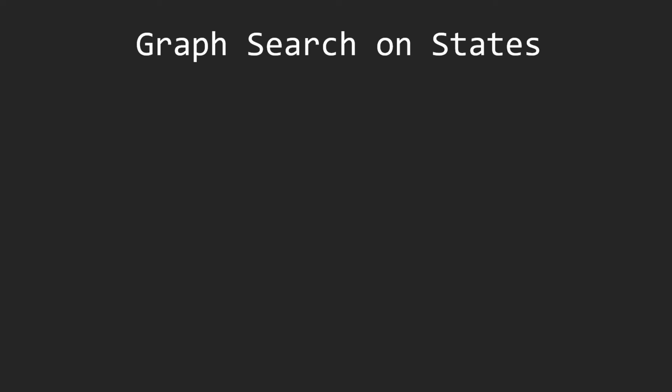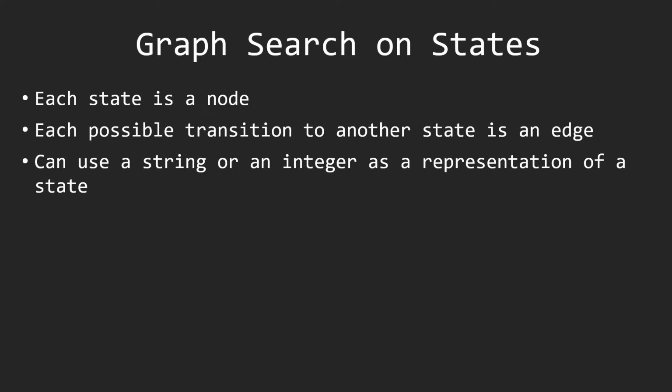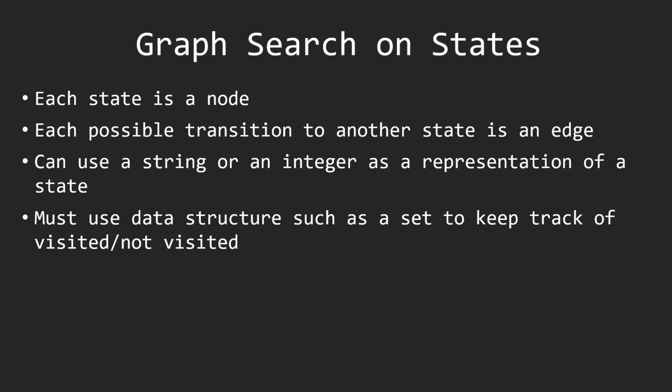All right, so let's talk about graph search on states. This is pretty straightforward as well, very similar to graphs. Basically, each state is a node, and each possible transition to another state is an edge. And what we can do is use a string or an integer as a representation of a state, and we must use a data structure such as a set to keep track of the visited or not visited nodes. We can use a set, a hash map, whatever, as long as we can easily index and say that this node has already been visited.